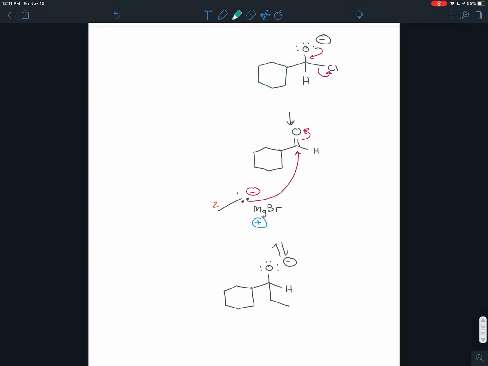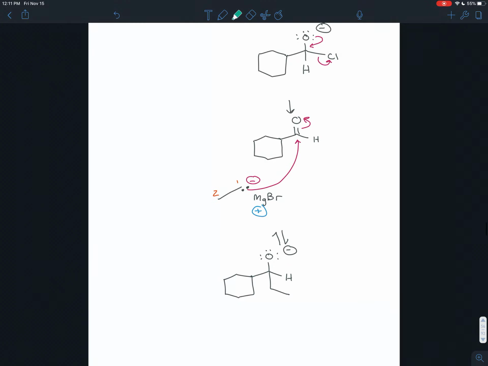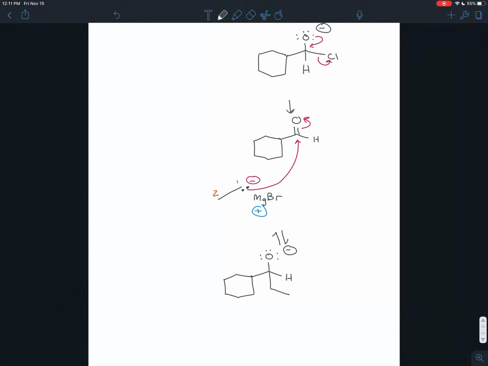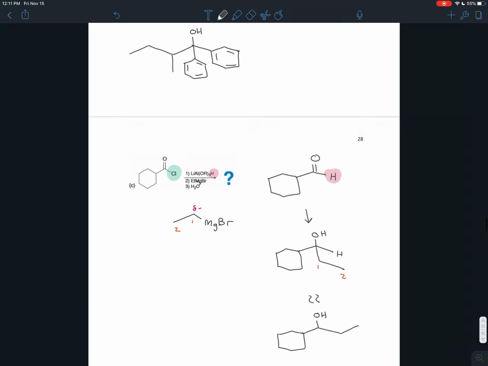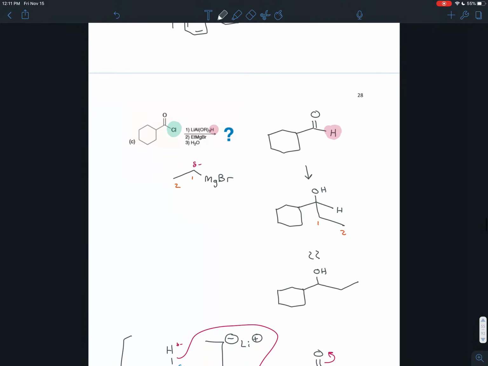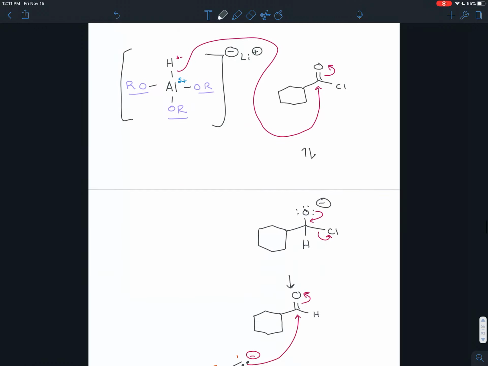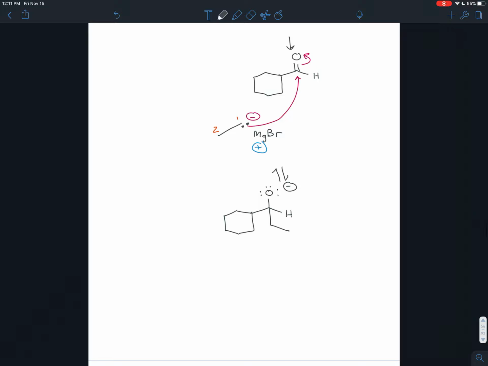The one big difference is that that one had a leaving group, so the oxygen could come back down and recreate the carbonyl. We do not have any leaving groups here. Carbon and hydrogen don't act as leaving groups. So the best you can do is stabilize that negative charge with water. And that's why water is given as this third step. In general, after you react lithium aluminum hydride or Grignard reagents with a carboxylic acid derivative, you'll want to follow it up with a water wash to stabilize the molecule.